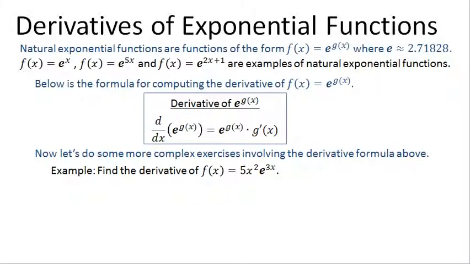Now let's look at some slightly more complicated examples. For example, this particular problem, f of x equals 5 times x squared times e to the 3x, is actually a product rule. And we can think of the 5x squared as one factor and the e to the 3x as the other factor. It's a product of those two factors. Now recall that the product rule tells us how to do that.